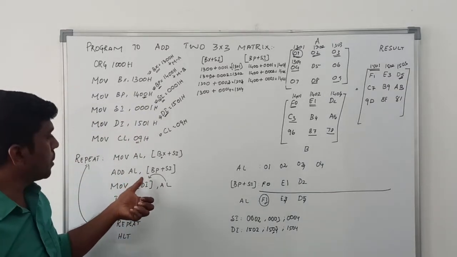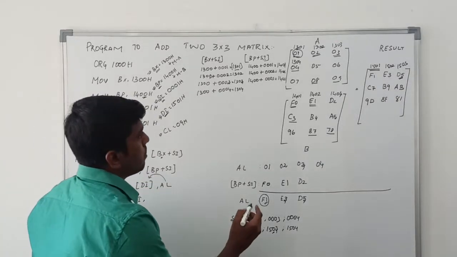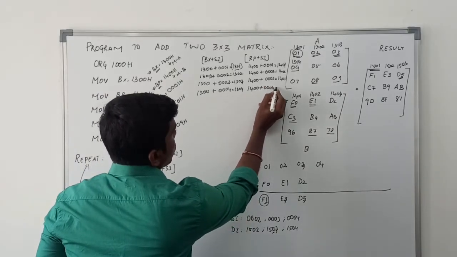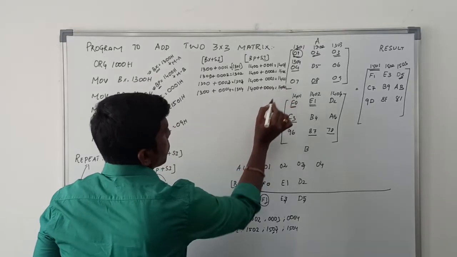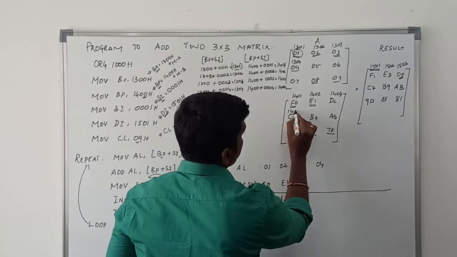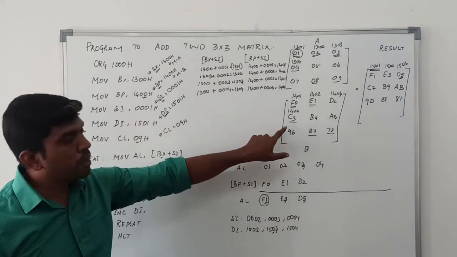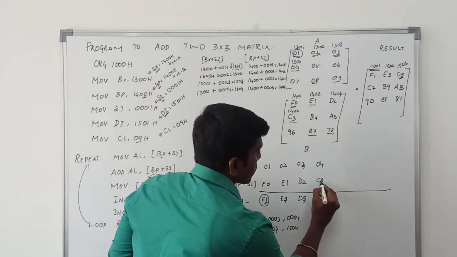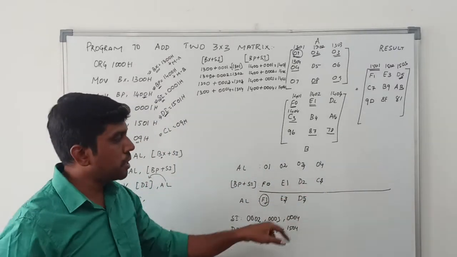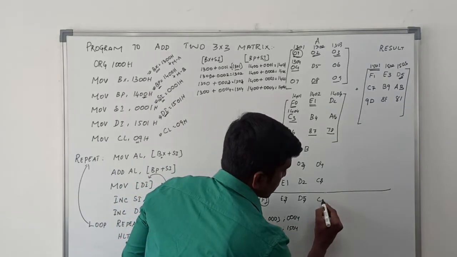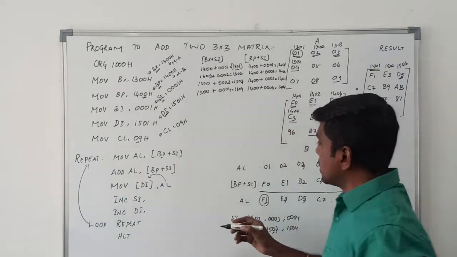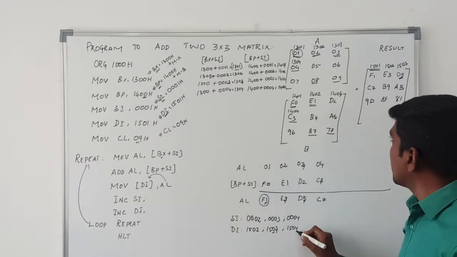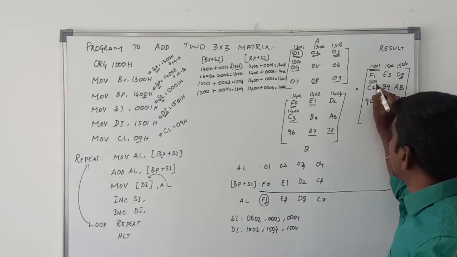Then ADD AL, [BP+SI]. So BP value is 1400 plus SI value 0004. The new memory location is 1404. So this 1404 is pointed to here. This memory location carries the 8-bit value C3. So this value is added with the accumulator register, and you get the result C7. Then this C7 value is stored in the DI memory location. So the DI memory location is 1504.